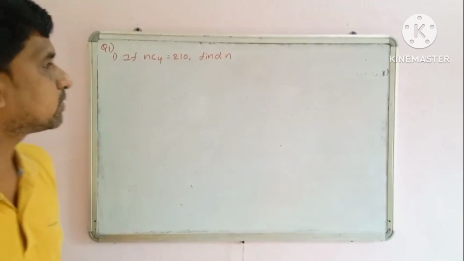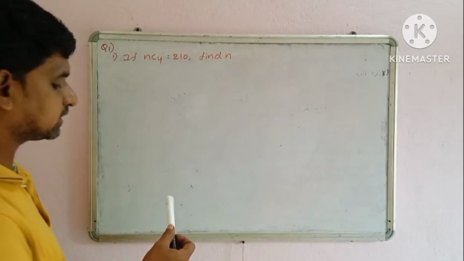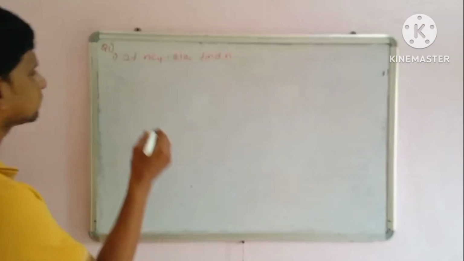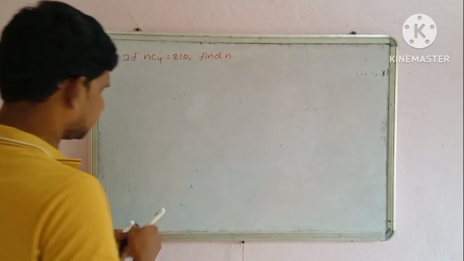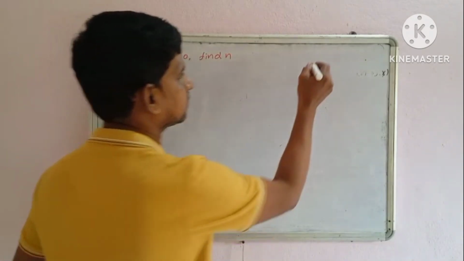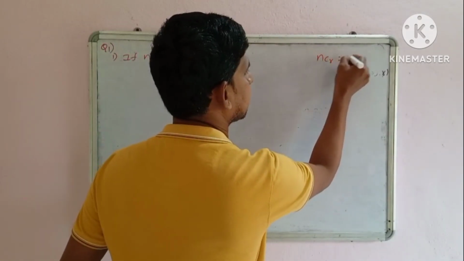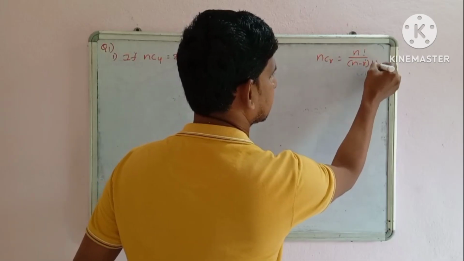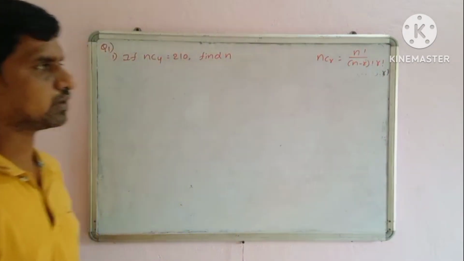See the problem number 1. If nC4 equals 210, find n. We know the formula of nCr. nCr equals n factorial by (n minus r) factorial into r factorial.